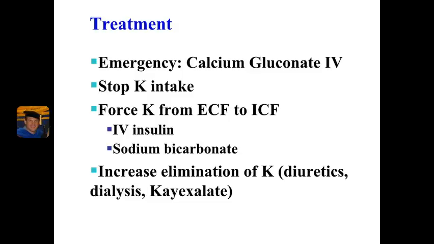And then the long-term solution is to increase the elimination of potassium. So diuretics can do it, although that's not really what they're used for. If the reason they're having high potassium is because of kidney failure, you can use dialysis. And for general use, what you're going to use is a substance called K-exolate. K-exolate is a gel that you ingest, and then it absorbs potassium in the gut, traps it, so you poop it out. That being the technical term.